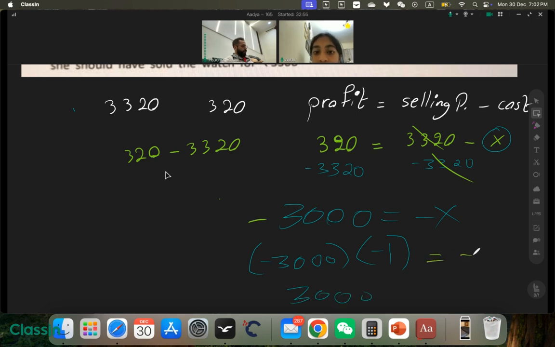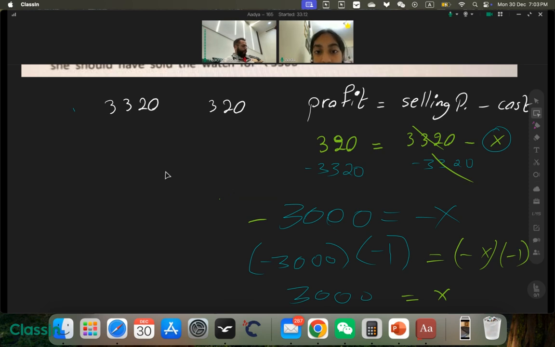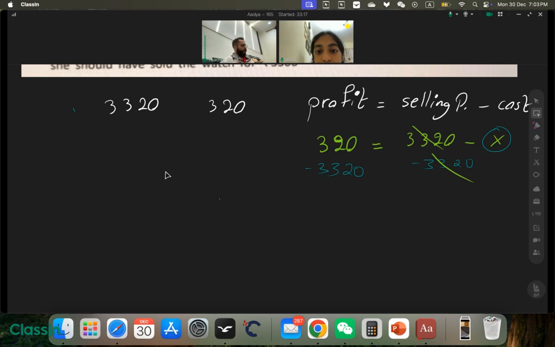Minus x into minus 1 is equal to x. As I said earlier, x is equal to 3,000, which is correct. I just want to see this. Once your teacher sees this, she's going to be like, oh, Adya, you're doing a great job. You know how to do this, you know how to multiply, you know all of the steps. So yes, you're getting better. The impression that you give your teacher will change.